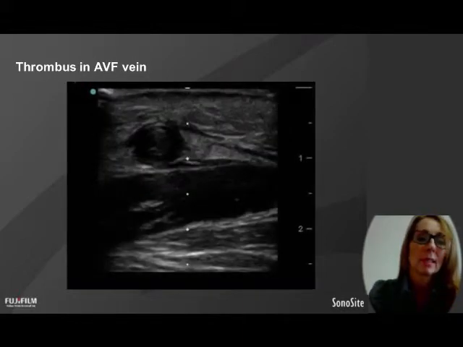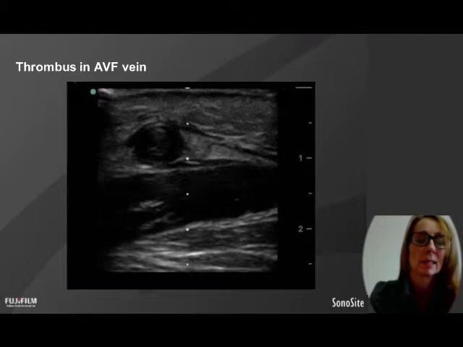This is thrombus in an AV fistula vein. This is a non-occlusive thrombus, so the fistula still had some thrill, and there was just a small plug of clot in the cannulation zone, and the staff were attempting to puncture and saying that they weren't getting flashback and they weren't sure what was going on and thought they were missing the vessel. But when we put the ultrasound on, we realised that there was some thrombus in the vein in the area where they were cannulating.